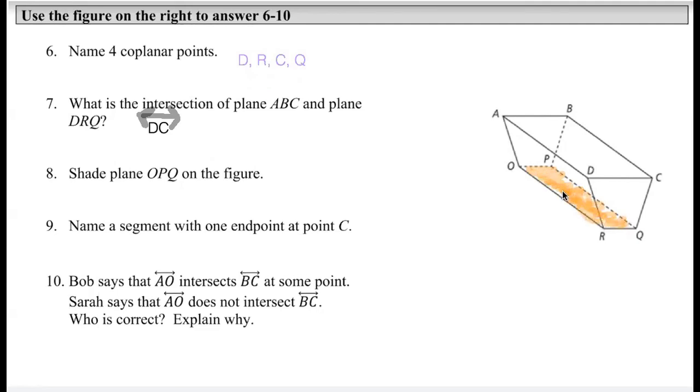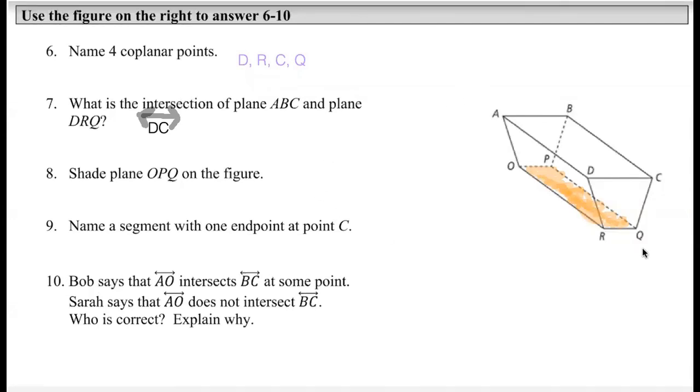Just two more, guys. Number 9, name a segment. Okay, so make sure you think about how you name segments and do that correctly. Name a segment with one endpoint at C. So you have a lot of choice here, but you just have to make sure that one of your points is C. Point C is right here. Okay, there's a segment that touches C going this way. There's one right here. There's one right here. And so you have choice to decide which one you want to use.